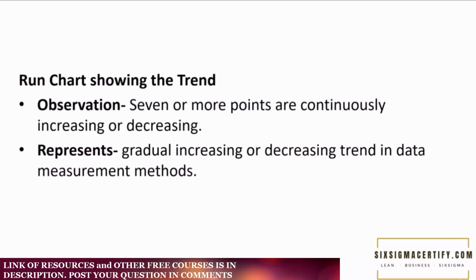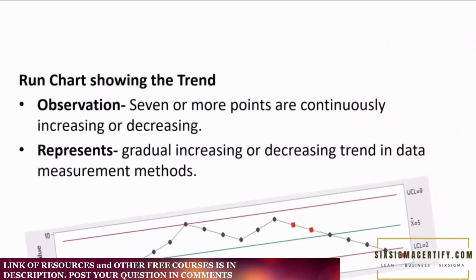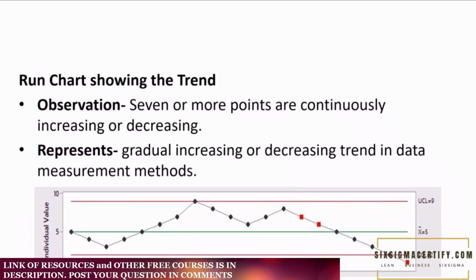Next, we have a run chart showing a trend. When 7 or more points are continuously increasing or decreasing, this indicates a gradual increasing or decreasing trend in data measurement methods.